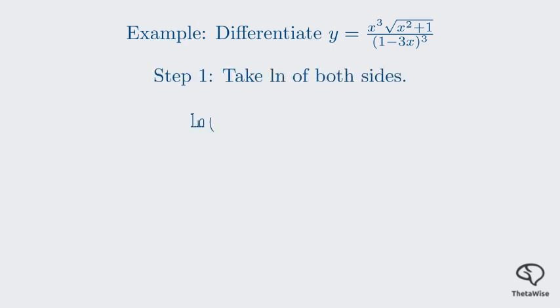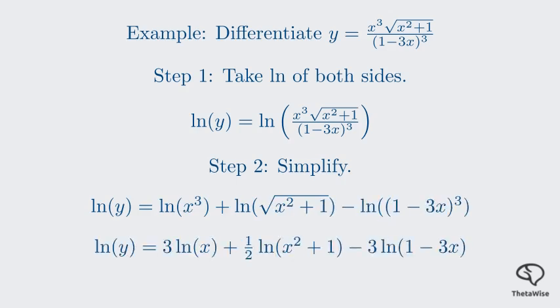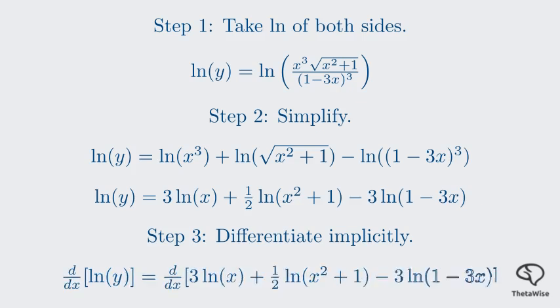Step 1. Take the natural log of both sides. Step 2. Simplify using the log laws. First, we use the quotient rule for logs, then the product rule, and finally the power rule on each term. Look how much simpler that expression on the right has become. Now it's easy to differentiate. Step 3. Differentiate implicitly with respect to x. The derivative of the left side, ln y, is 1 over y times dy/dx.